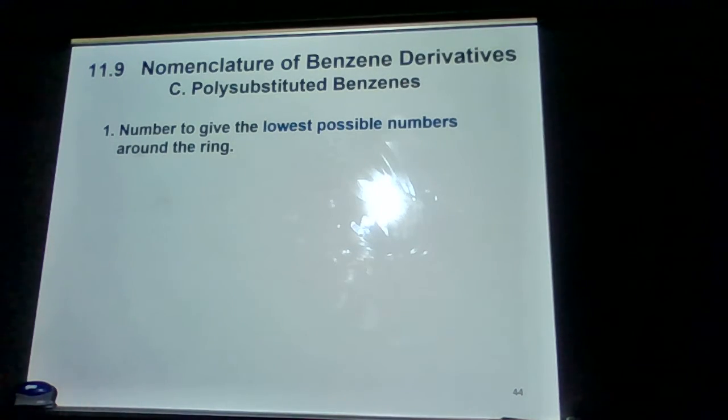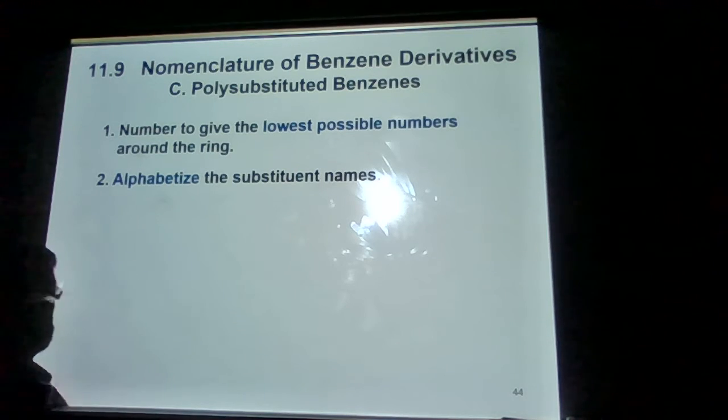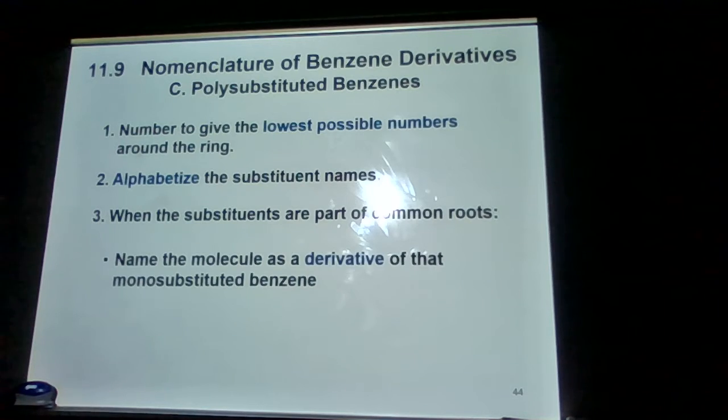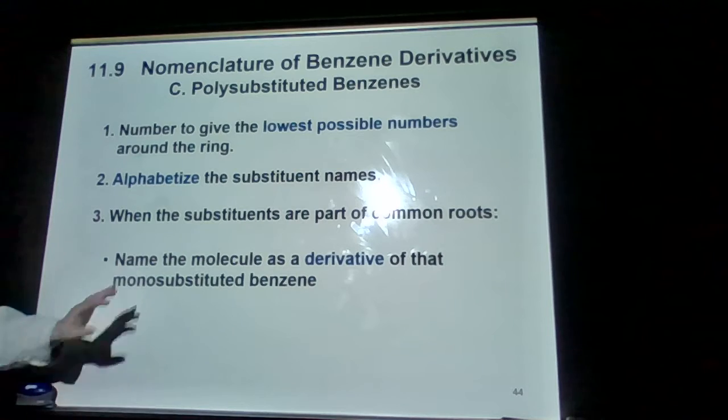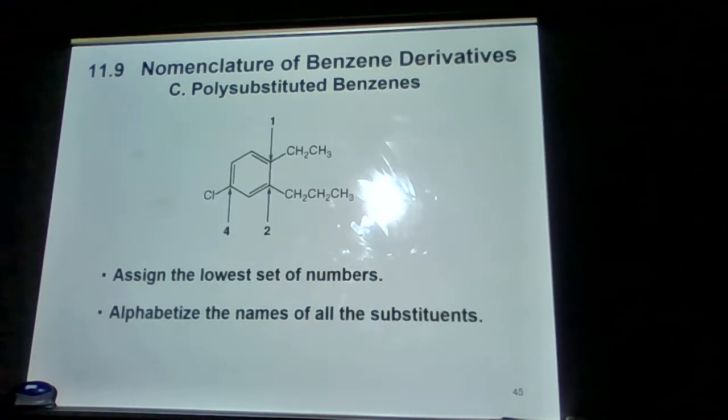When we have multiple substituents, more than 2 around the aromatic ring, you number to give the lowest numbers to the groups around the ring. You alphabetize the substituent names. If a substituent is part of a common root, you name the molecule as a derivative of that monosubstituted benzene. The predominant group is at C1, but many times you can omit the 1 from the name.